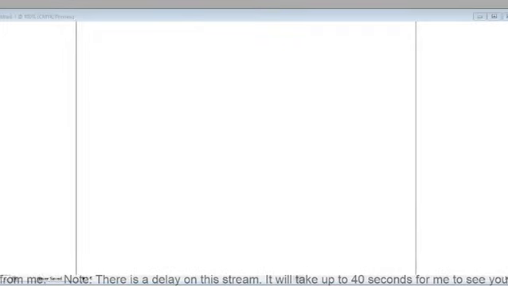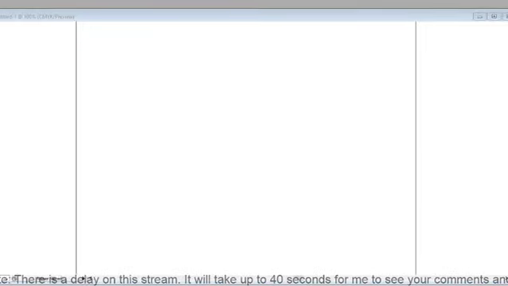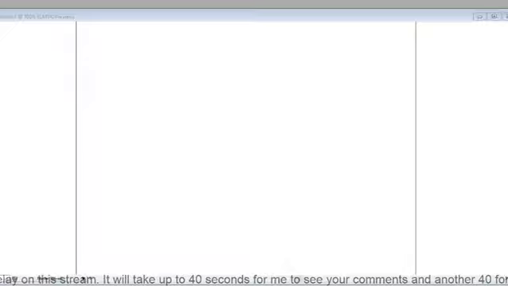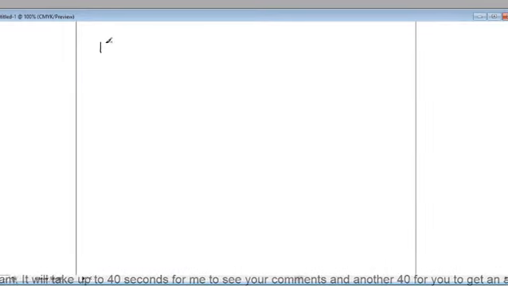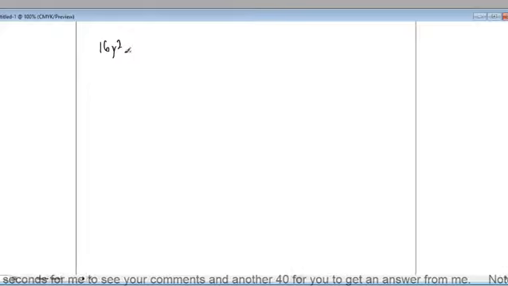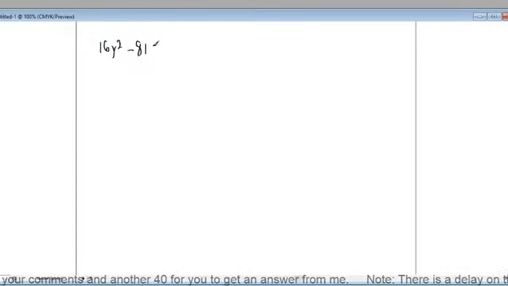Okay, number 4. It says solve the following quadratic equation by factoring. Okay. So, number 4 gave us 16x squared. I'm sorry, no, y squared. Not that it makes a difference. Minus 81 equals 0.